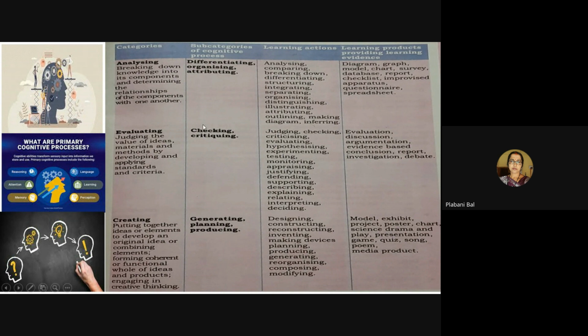Similarly, if you want your students to evaluate, or achieve the evaluating objective, it means judging the value of ideas, whatever is taught, whatever they learned, whatever knowledge they constructed in the classroom. They will judge the value of ideas, materials, and methods by developing and applying standards and criteria. At that time, we can say that the evaluating objective is achieved, and its subcategories of cognitive process are checking, critiquing.